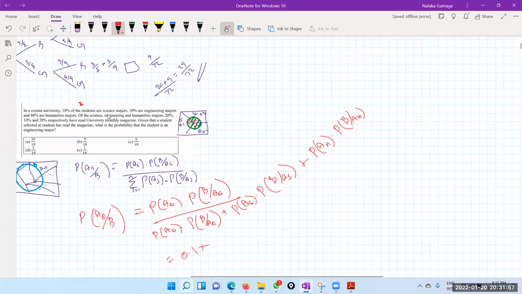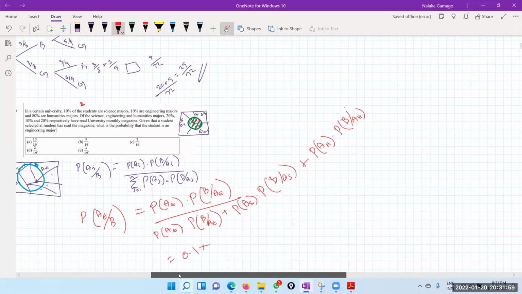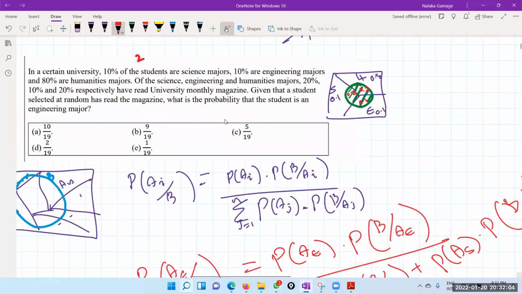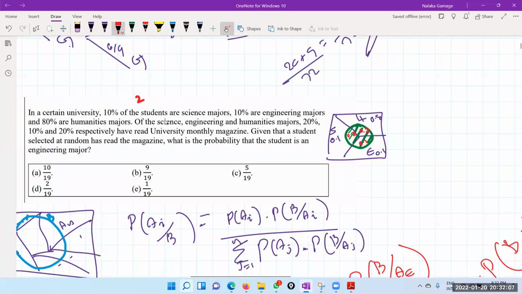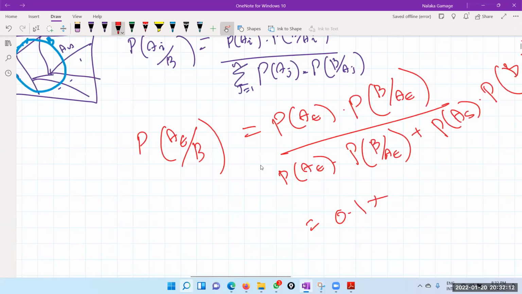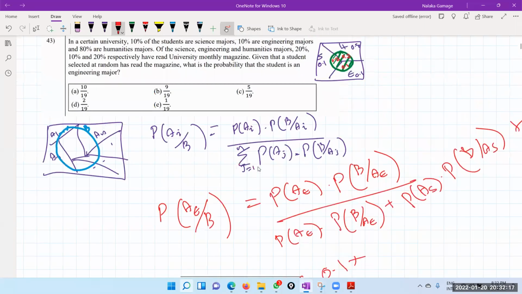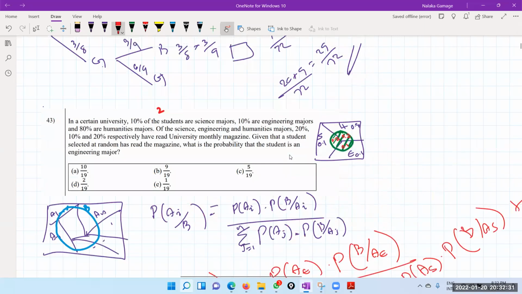Humanity 20%. Of the science, engineering and humanities, engineering is 0.1. Right? So that is again 0.1. So therefore 0.1 into 0.1. Right? Engineering student is 0.1, and the probability that an engineering student has read it is also 0.1. Okay.